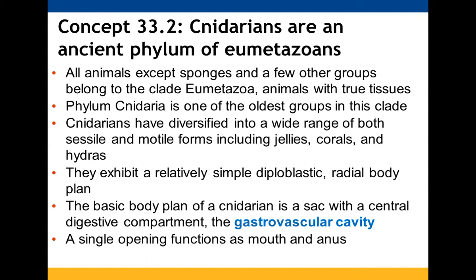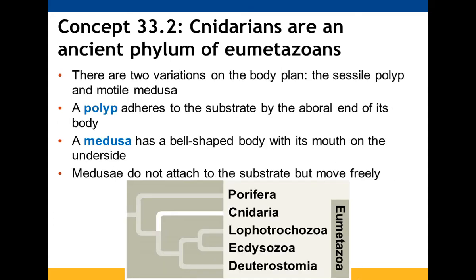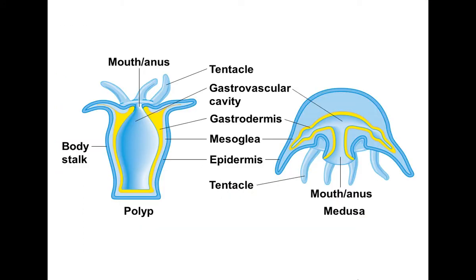They're pretty simple. They have a diploblastic radial body plan. Their basic body plan is just a sac that has a central digestive compartment called the gastrovascular cavity. Because of the one opening, it functions as both their mouth and their anus. There are two major forms of this body plan: either you have the stationary polyp or you have the motile medusa. The polyp attaches to the substrate by the aboral end, and the medusa, which is more of a bell-shaped body, doesn't attach and is able to move. Those are the two examples of cnidarian body plans.